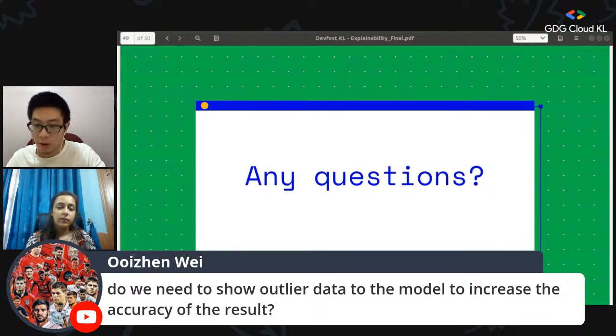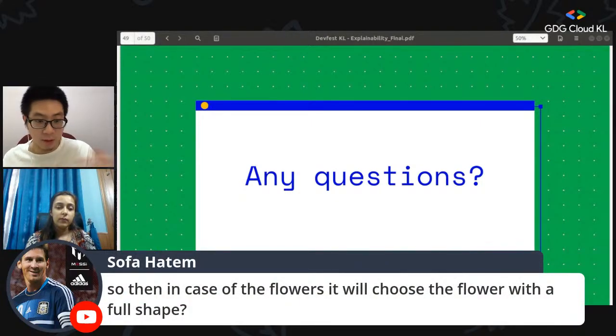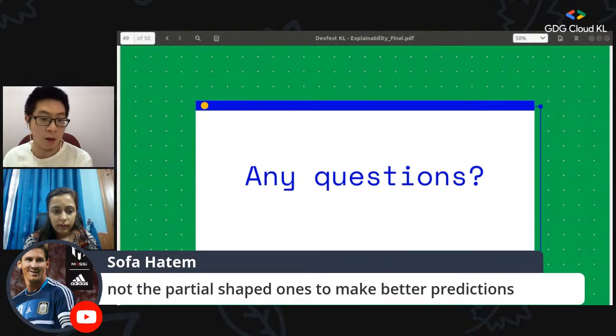Okay, got it. I think that should answer your question, Weizhen. So another one is actually about the flowers. It's like a two-part question so far. So in the case of the flowers, will it choose the flower with a full shape and not the partial-shaped ones to make better predictions? How should it work?